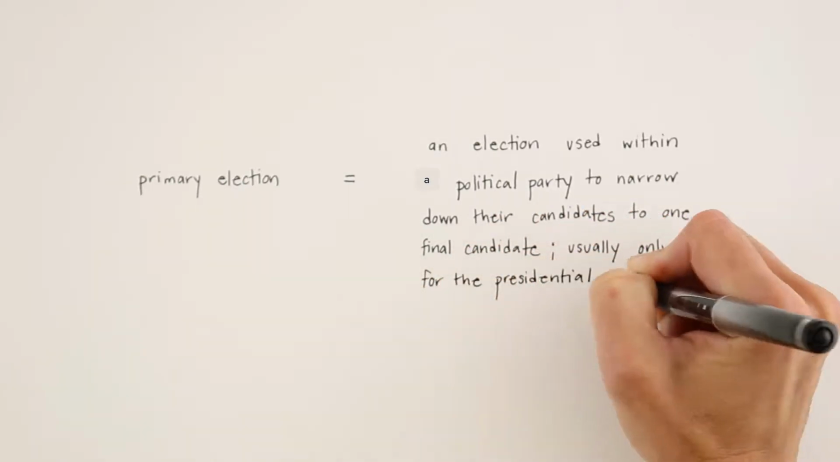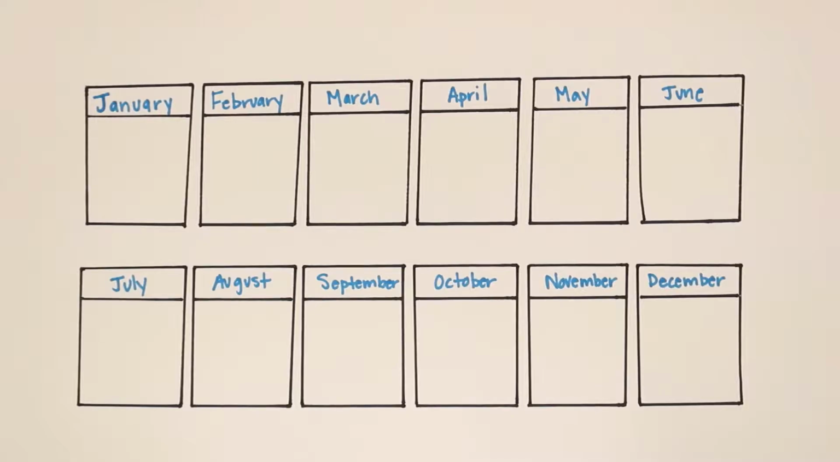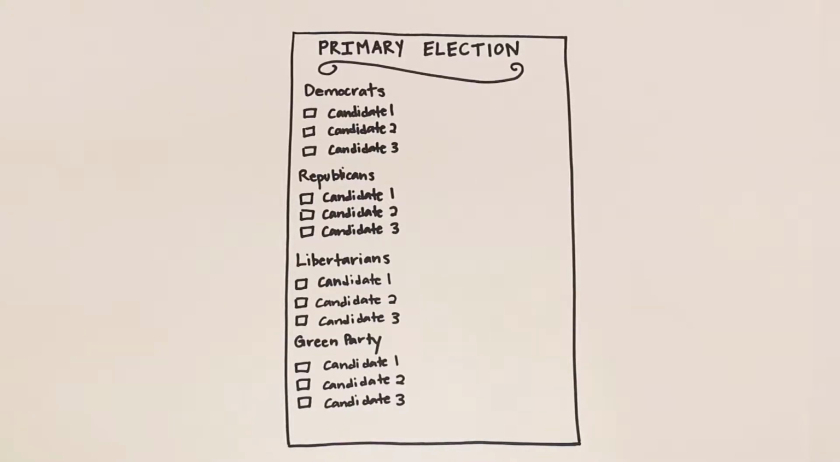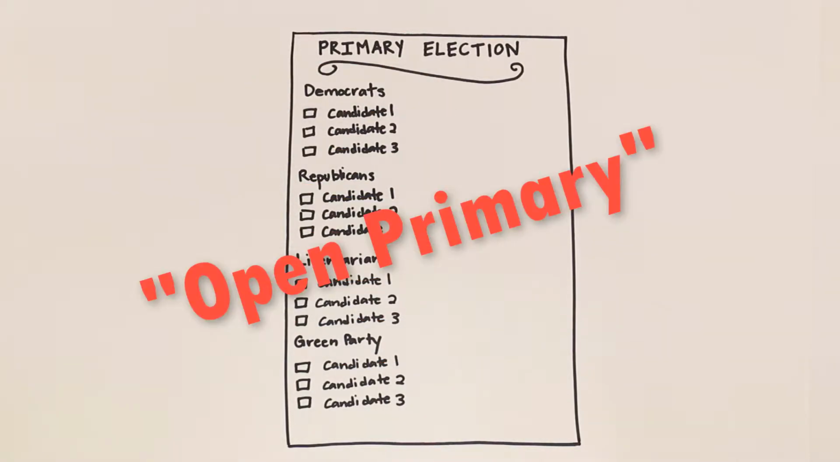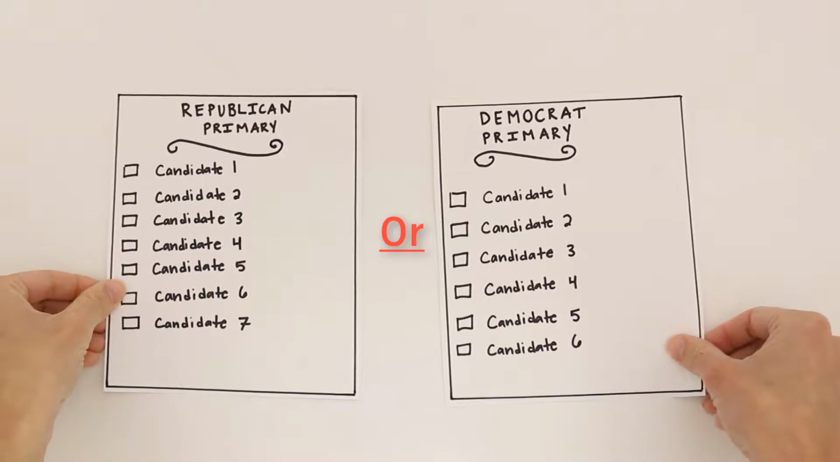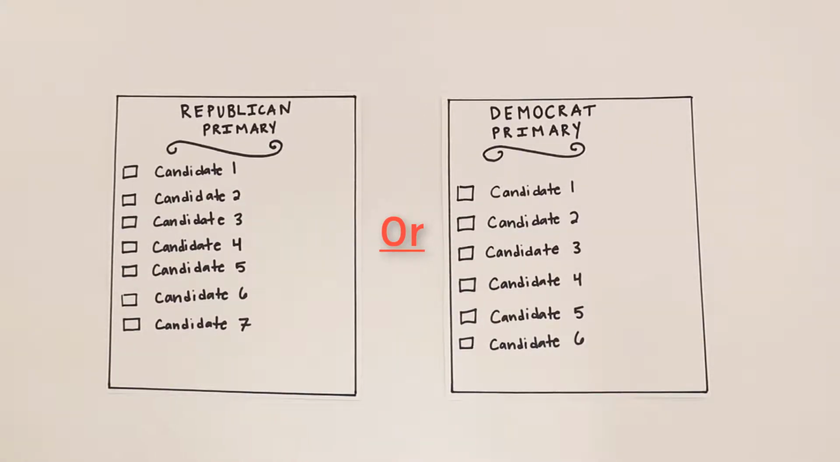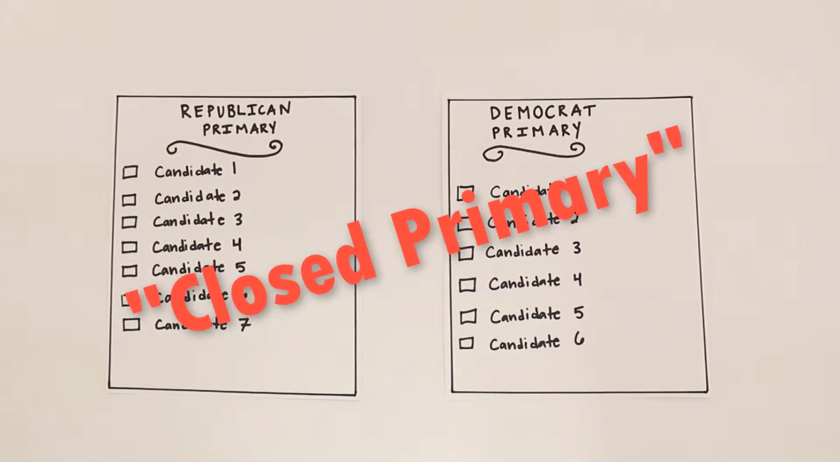Usually we only have primary elections for the presidency, and primary elections take place from February to June in an election year. In some states, you may vote for any candidate in a primary election, regardless of which party you have registered with. This is called an open primary. However, in many states' primary elections, you may only vote for candidates in the political party you are registered with. This is called a closed primary.